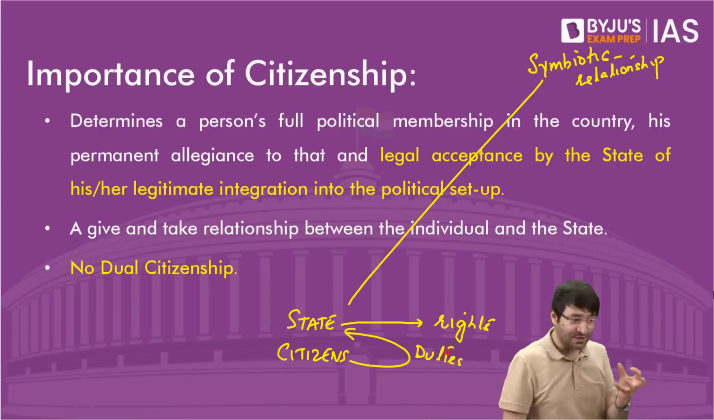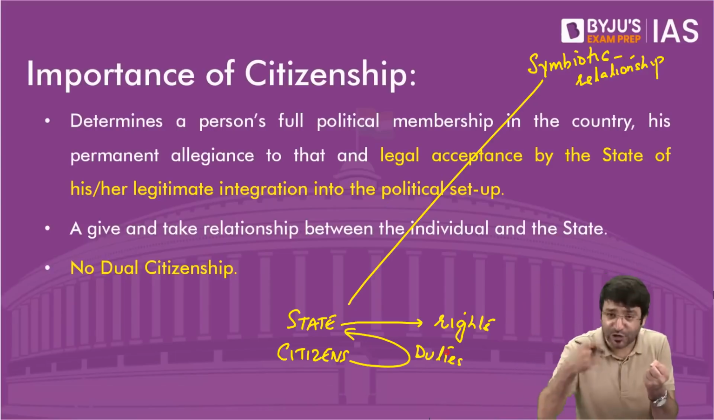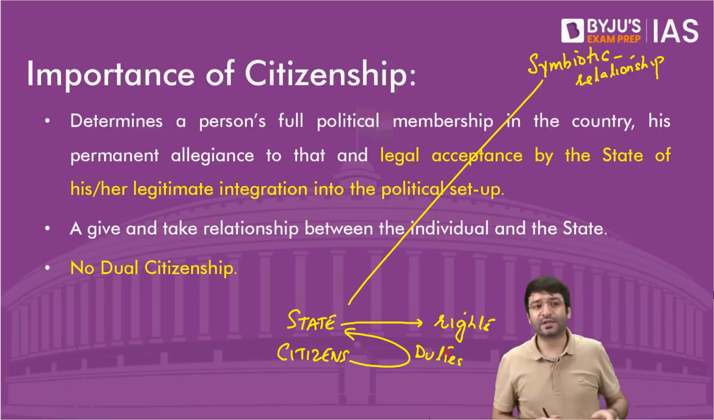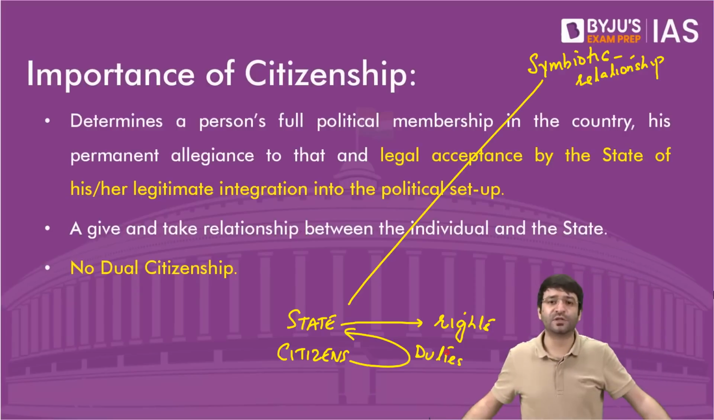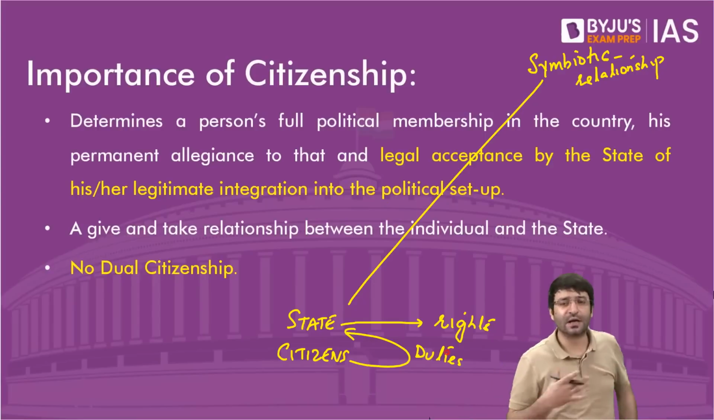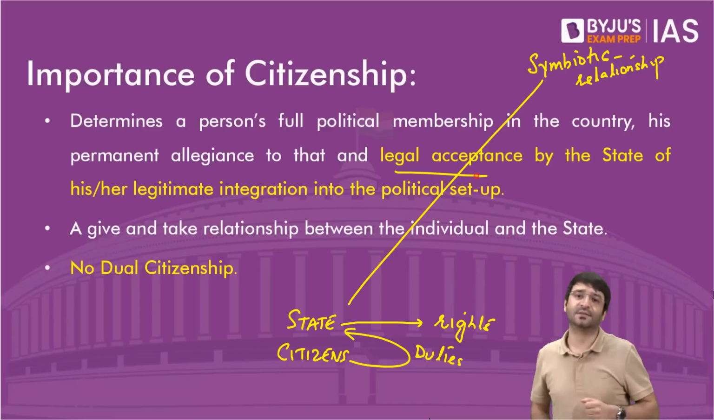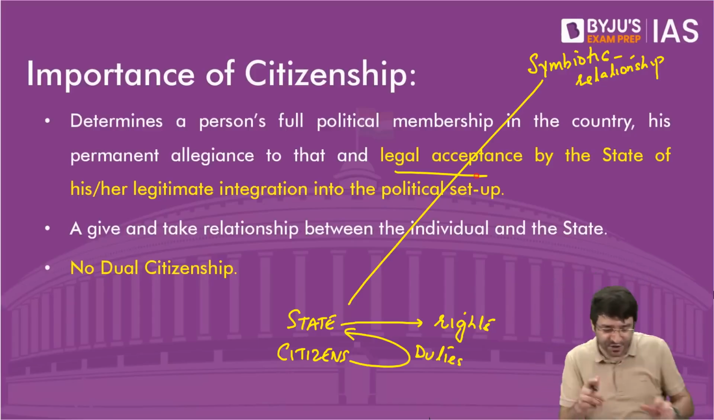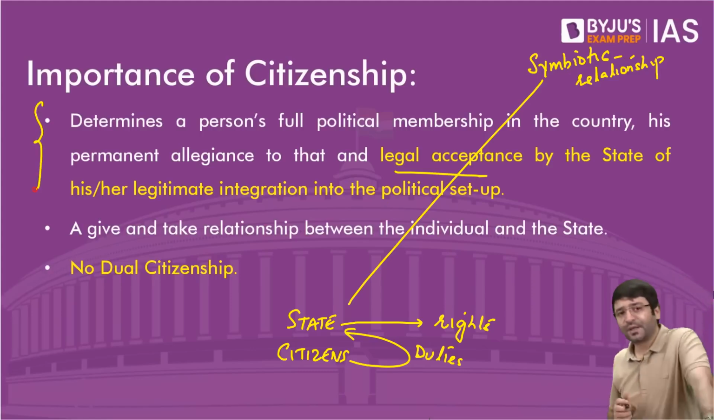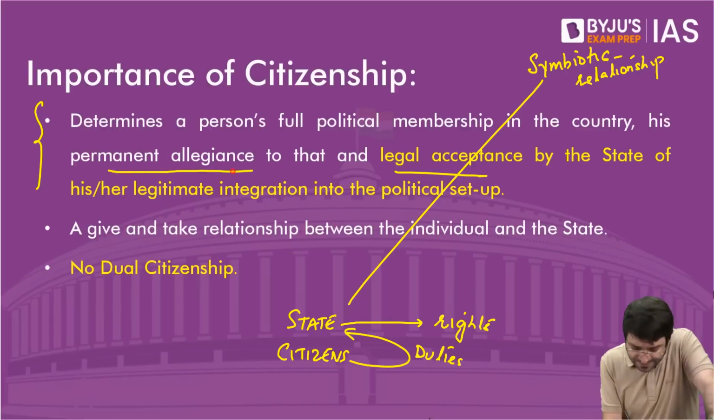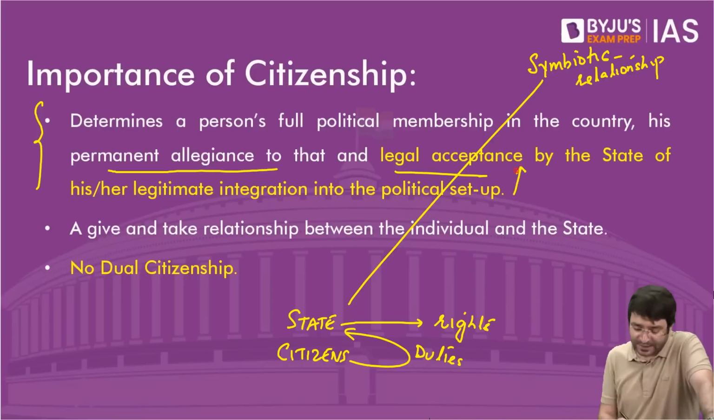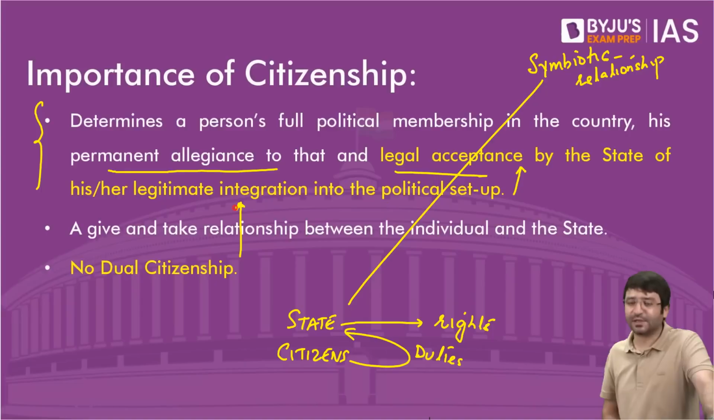But it involves two things. First, you have to say, I am the citizen. And the state should accept, yes, you are a citizen. For example, there are illegal migrants coming to India who say, we are the citizens. Unless and until government accepts them, they cannot become citizens. So it is like a legal acceptance by the state. State has to legally accept that you are our citizen. So basically, citizenship, it determines a person's full political membership, permanent allegiance to that country, and the legal acceptance by the state that you are part of this political setup.